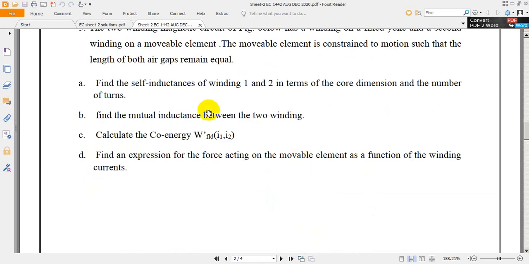Now, what do we need to calculate? We need to calculate the self-inductance of windings 1 and 2, and also the mutual inductance, in terms of core dimensions and the number of turns. It means the length of the core, the cross-sectional area of the core, and the number of turns. In these parameters we need to calculate the self-inductance and mutual inductance. Along with that, we need to calculate the co-energy, and also evaluate the expression of force on the movable element as a function of the winding currents.